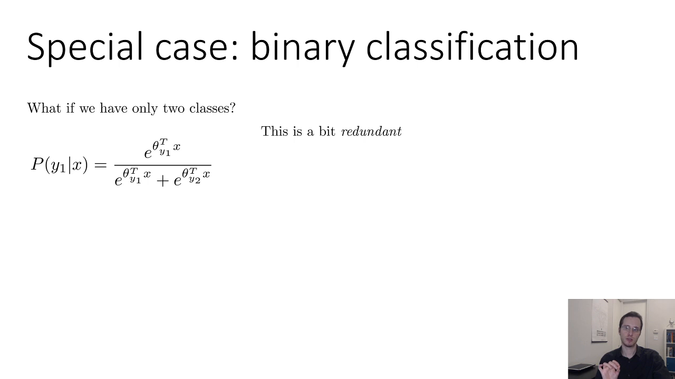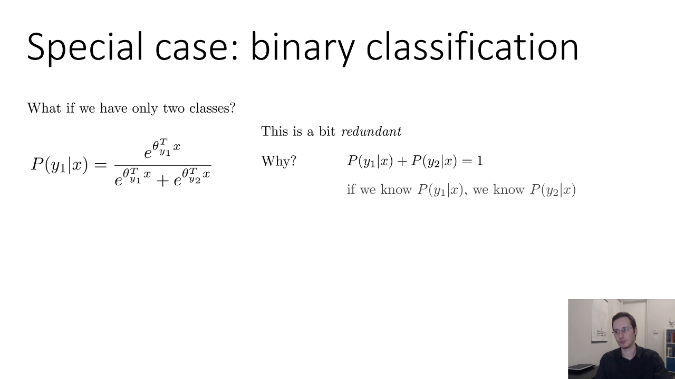And the trouble here is that having both theta y1 and theta y2 is a little redundant. Why? Well, because if you have exactly two classes, then p of y1 given x plus p of y2 given x is equal to 1. So if you know p of y1 given x, you can recover p of y2 given x. So what we're doing here is we're over-parameterizing this function, meaning that we're using more parameters than we actually need.